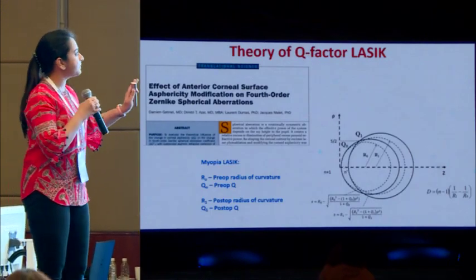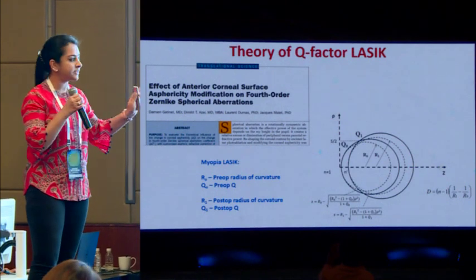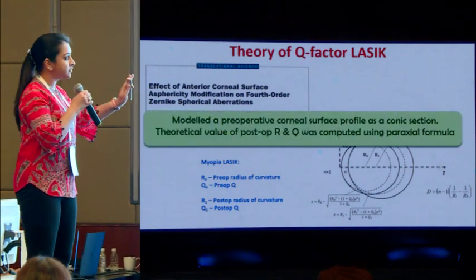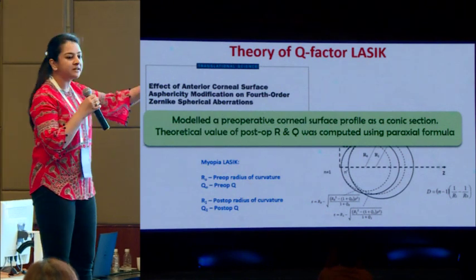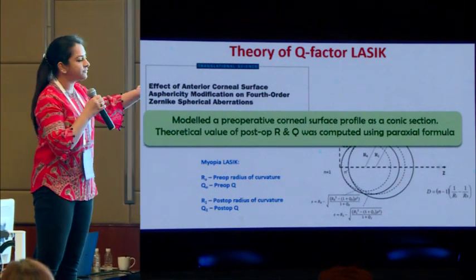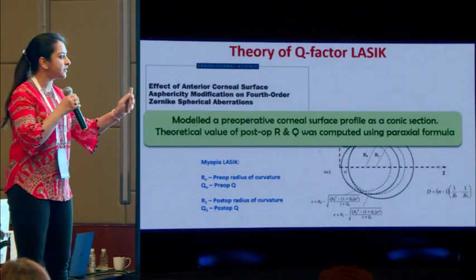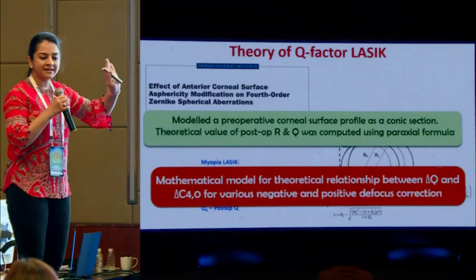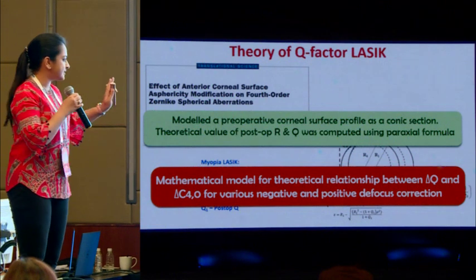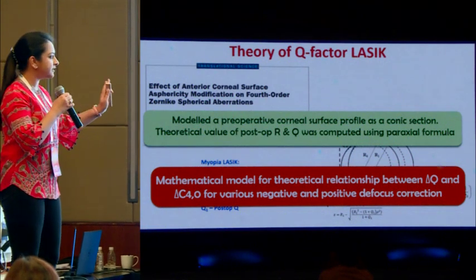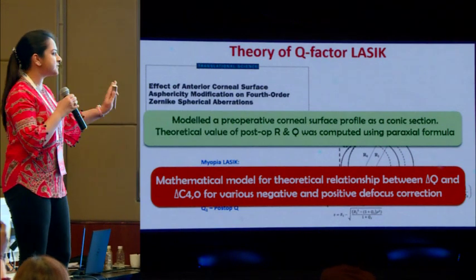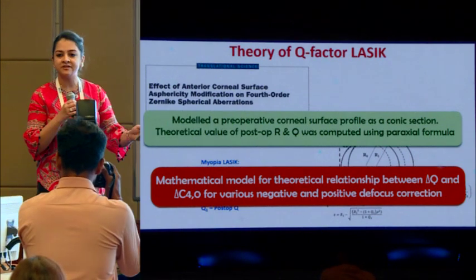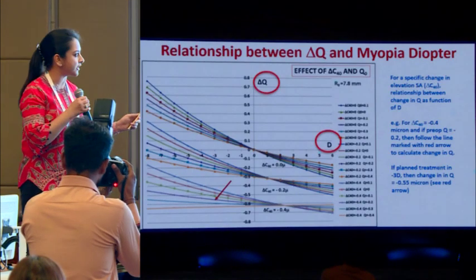This was a paper published by Professor Gatinel and group, where they tried to remodel the anterior corneal surface using a conic section, and the theoretical values of post-op radius of curvature and sphericity were computed. In summary, this paper has shown the mathematical modeling between the change in sphericity and the change in spherical aberration for various levels of myopic and hyperopic corrections.